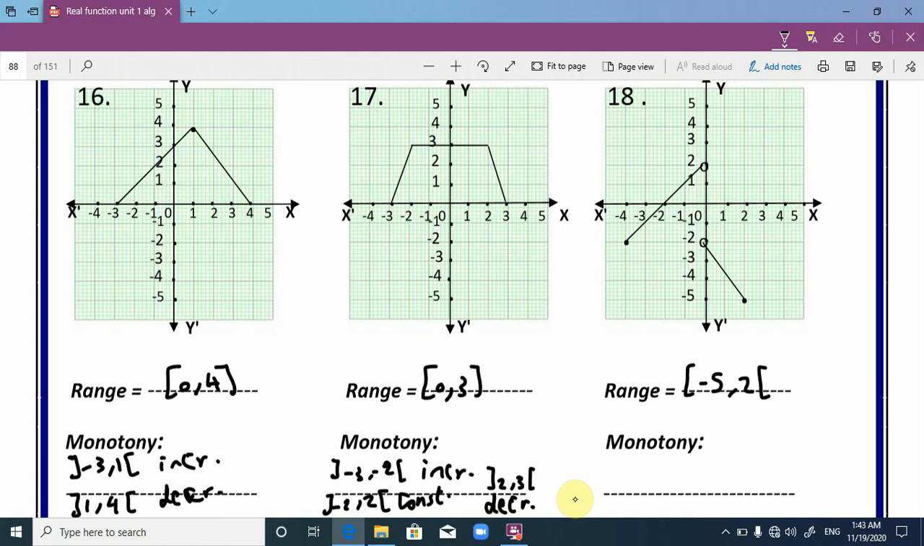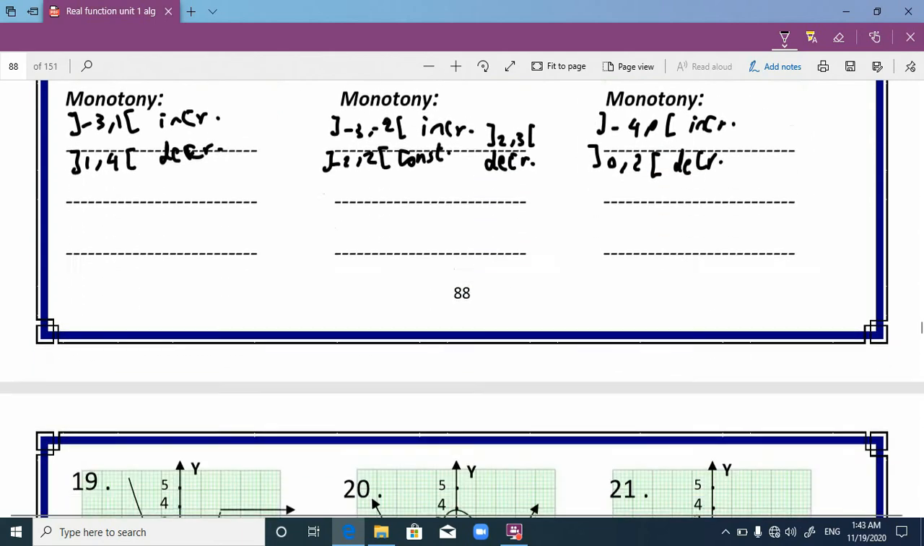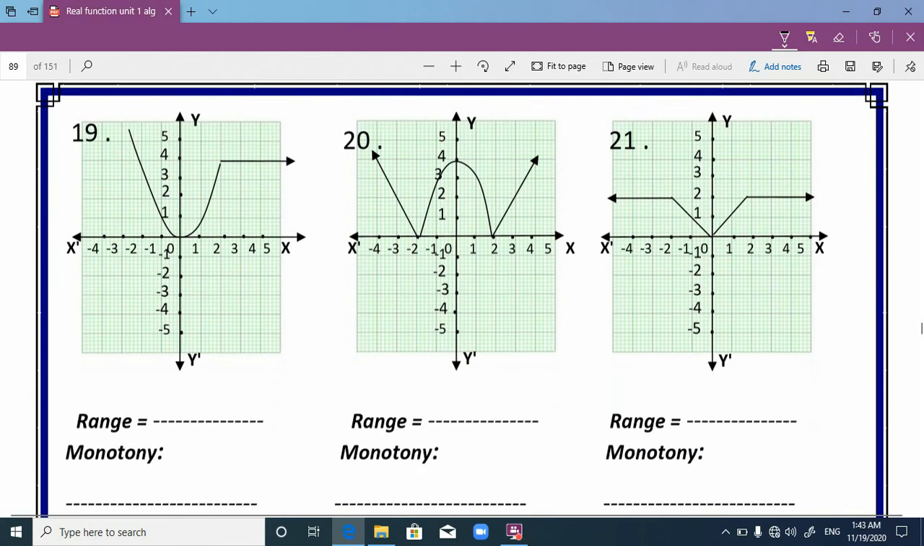And the monotony we have here two intervals: from negative 4 to 0 open, the f is increasing. And from 0 open to 2 closed-open, the function is decreasing. Number 18. Number 19.